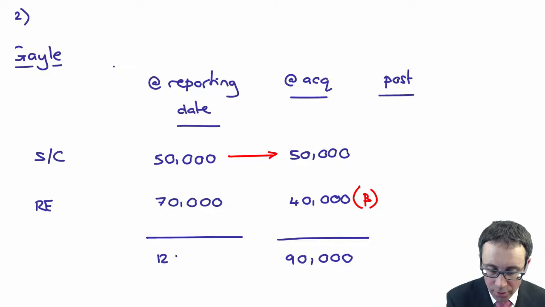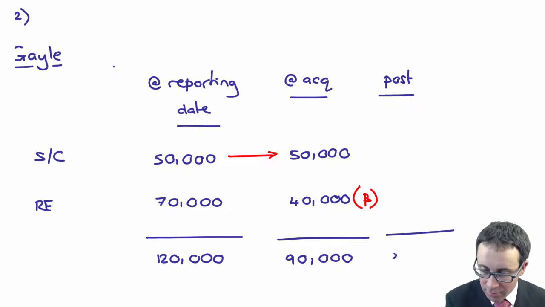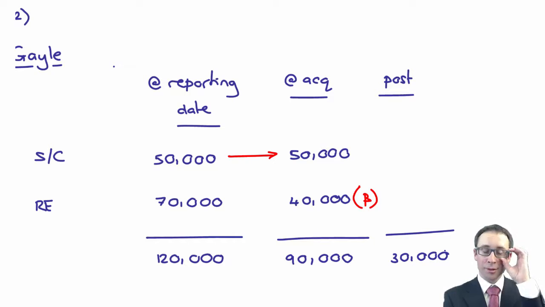If we total up the reporting date net assets, that's 120,000. So it gives me a movement post acquisition of 30,000. Okay.